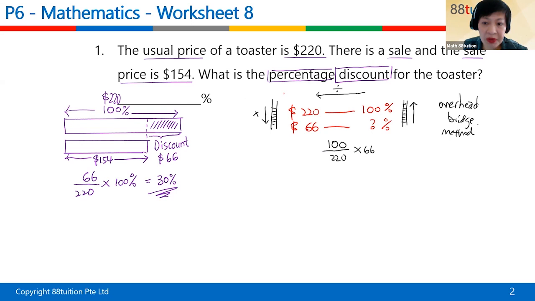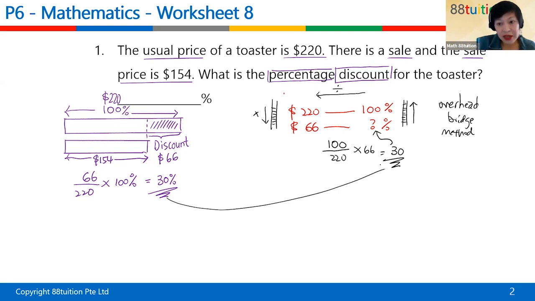All right, this one we will be using very, very much. Okay, so then after that, you will get down to 30. So this answer will be 30, which this answer will match. So far, okay? So this is a very powerful tool, the overhead bridge.